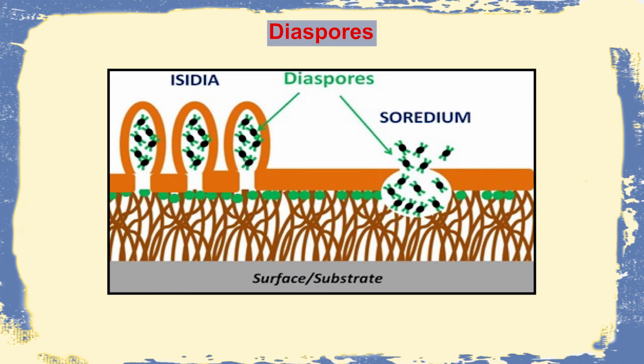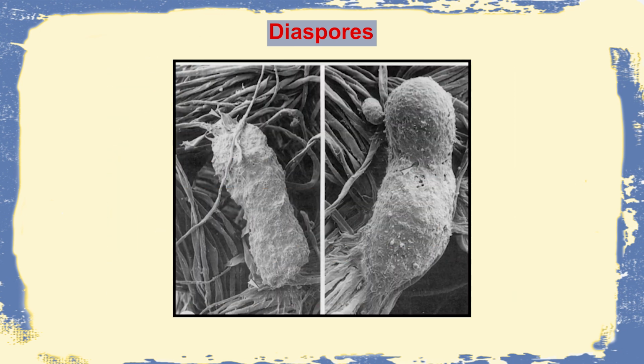There is also another type of spore called diaspore. Basically, the diaspore may be present inside soredium or isidium, and they are reproductive structures which are flagellated, and they come out and germinate to produce the lichen plant body.